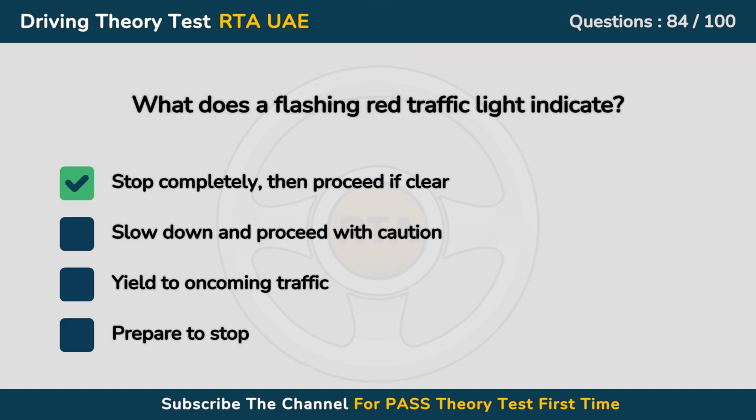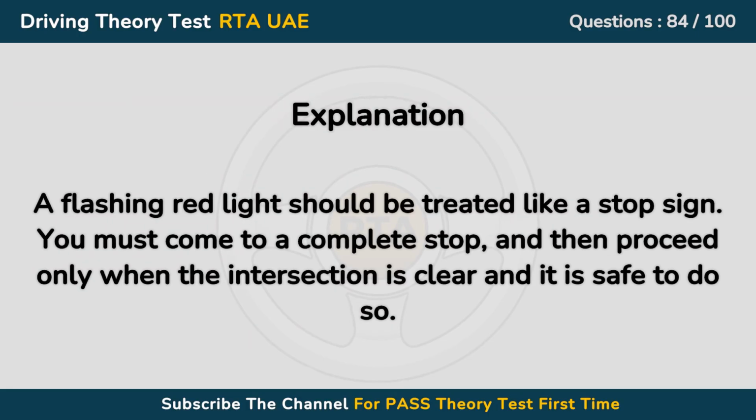Answer is A. Stop completely, then proceed if clear. A flashing red light should be treated like a stop sign. You must come to a complete stop, and then proceed only when the intersection is clear and it is safe to do so.